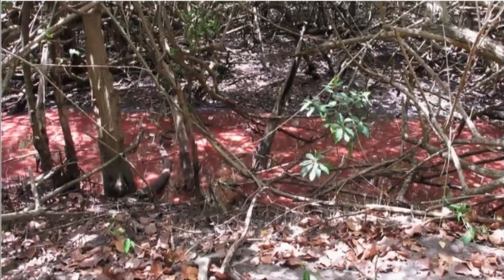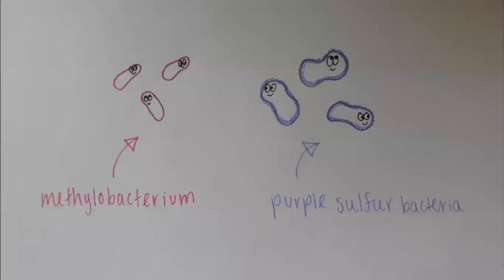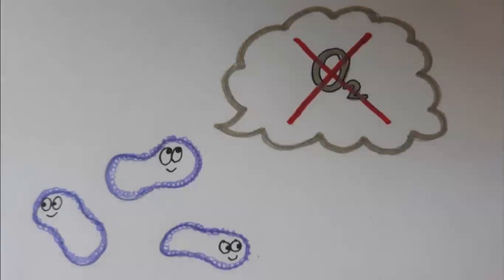What makes the swamp water so pink? The pink water seen here is caused by certain types of bacteria, such as methylobacterium and purple sulfur bacteria. Purple sulfur bacteria thrive in stagnant waters, so a swamp is perfect for these bacteria. They also are anaerobic, meaning they need little to no oxygen. Therefore, the less oxygenated water in the swamp is good for them.